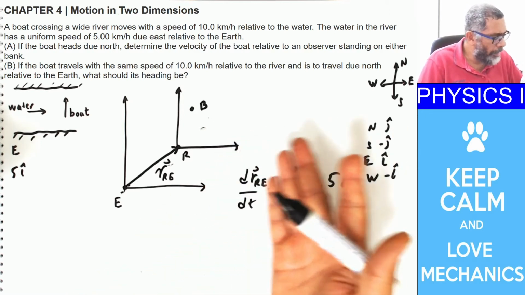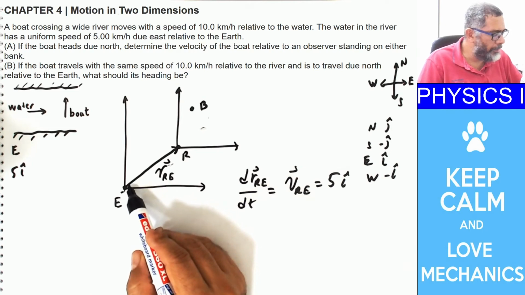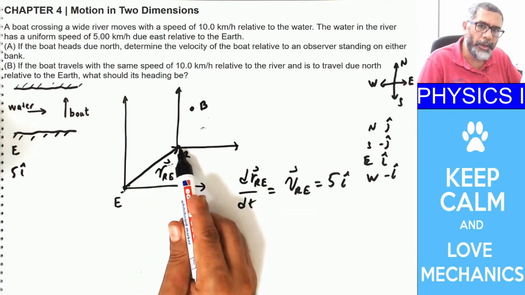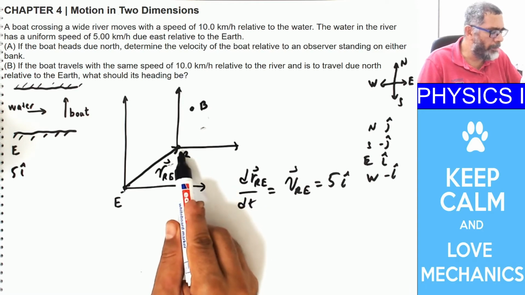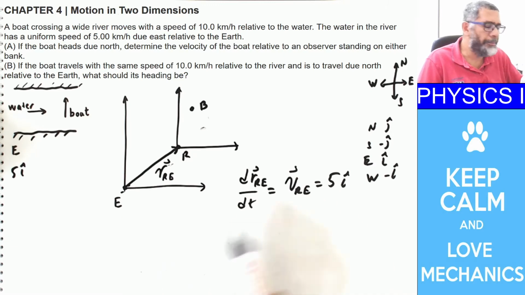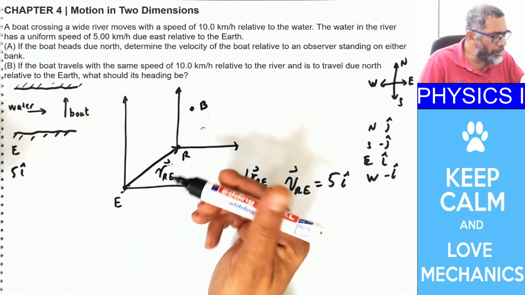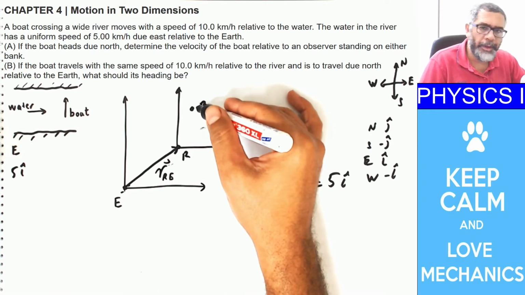Now, what we have just done is figured out the motion of the reference frame R, the river reference frame, relative to Earth. And this is it, okay? And the other thing is that the boat is moving.